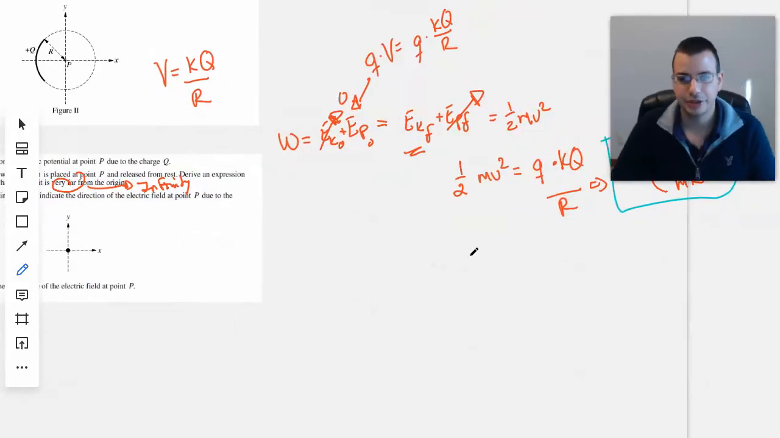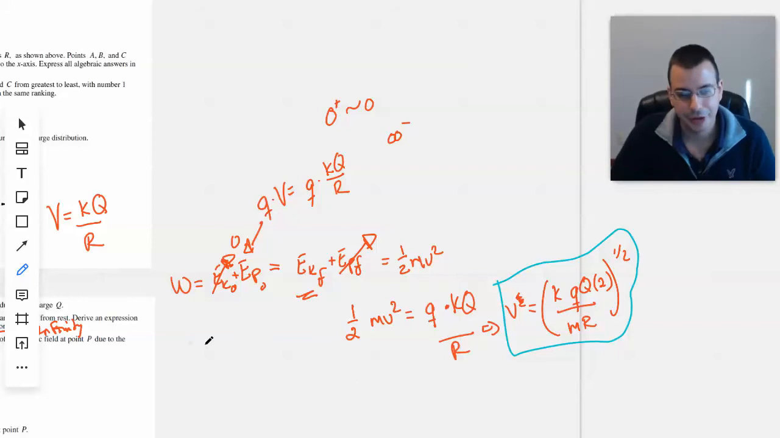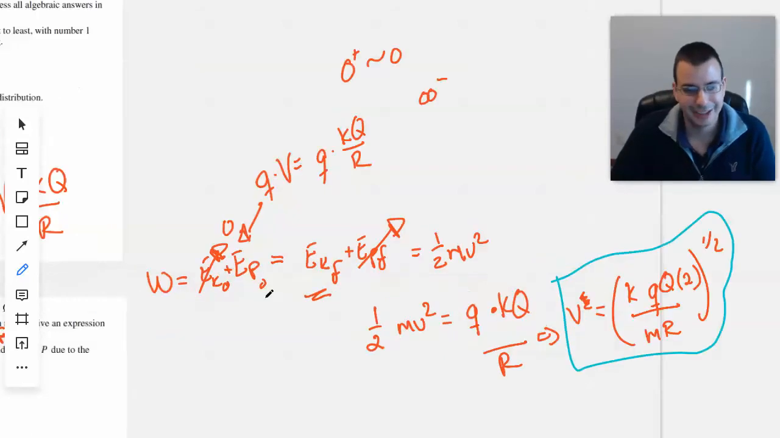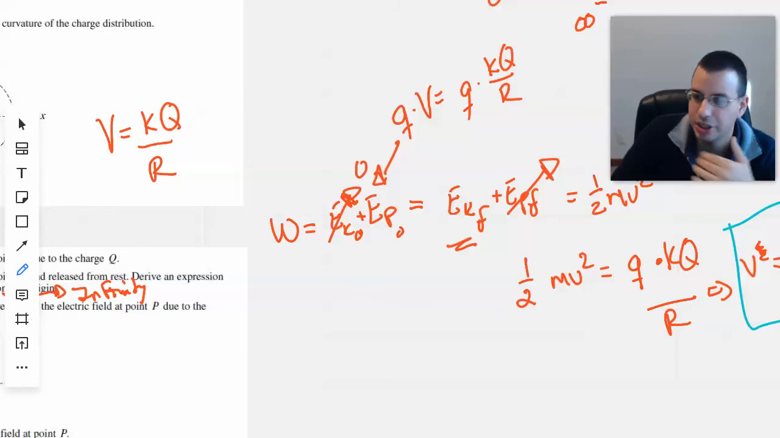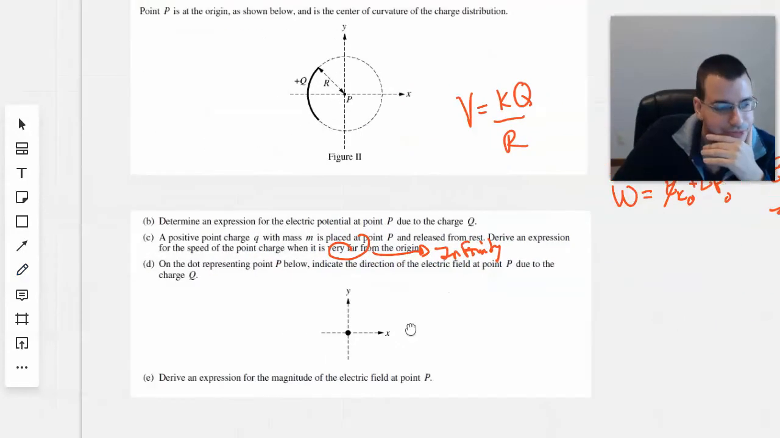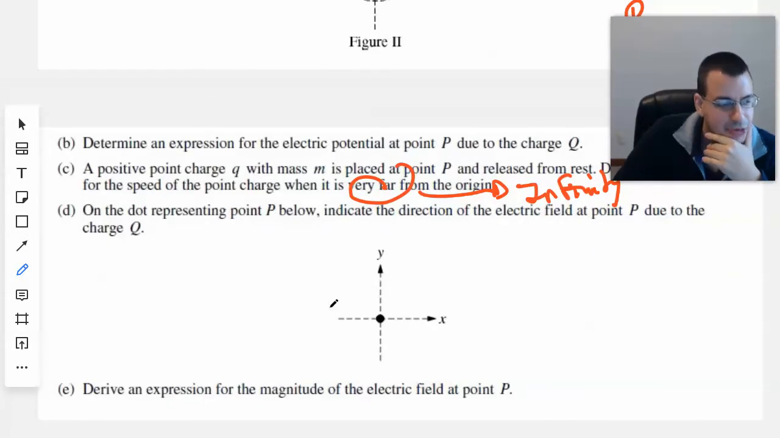Yes. And this is how I would do it. You probably could skip steps and just say Q times V equals 1/2 mv squared. But I like being extra, and it doesn't take that long to write out energy kinetic initial plus energy potential initial. Okay. Keeps me from making more mistakes than I need.